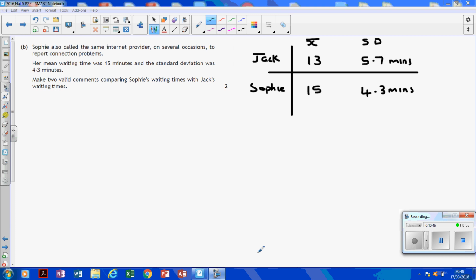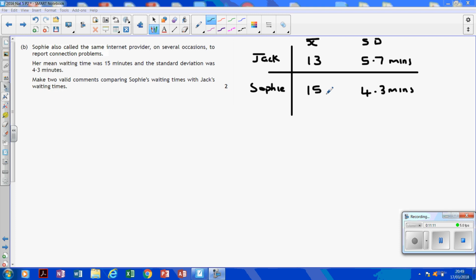Sophie also called the same internet provider on several occasions to report connection problems. Her mean waiting time was 15 minutes and standard deviation was 4.3 minutes. Make 2 valid comments comparing Sophie's waiting times and Jack's. Right, a wee table helps us work this out. So what we've got is Jack, the mean time for Jack was 13 and the mean for Sophie was 15. Now we've got to write down in context what that's all about.